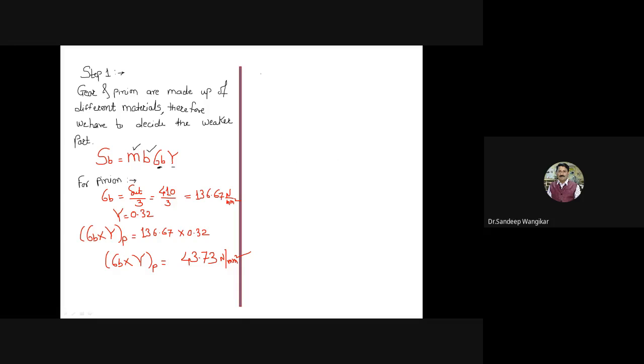Now similar I will calculate for gear. So I will say here sigma b for gear is equal to SUT divided by 3. SUT is given for both the cases in the numerical. So SUT for gear 200 divided by 3. So I will say 66.67 Newton per mm square.